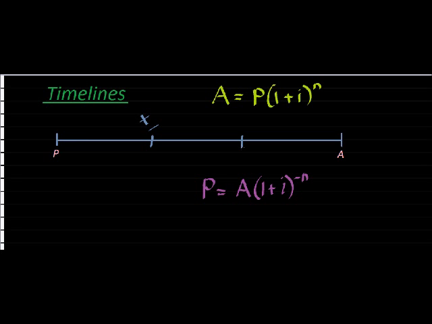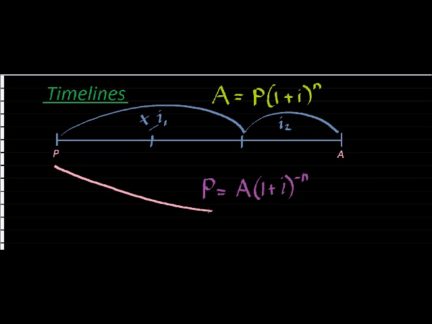So you used to get a certain interest rate over the first time period, and then for the last time period you got a different interest rate. Things change, roll with the punches. How are we going to do it? Well, it depends on whether I'm going forward or backwards.